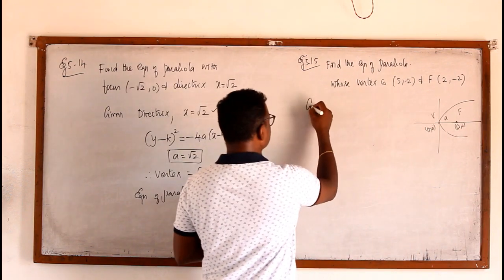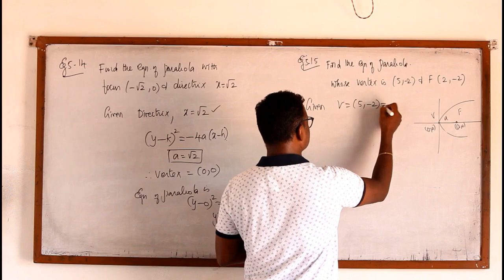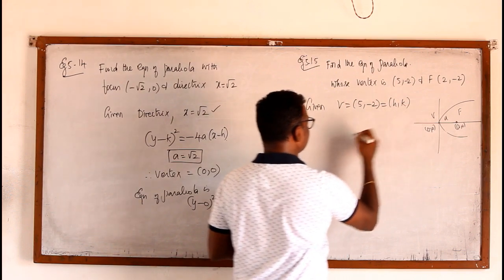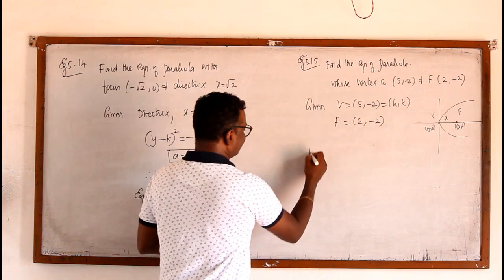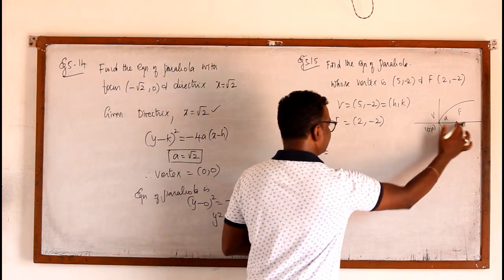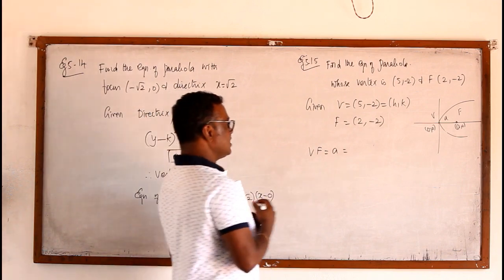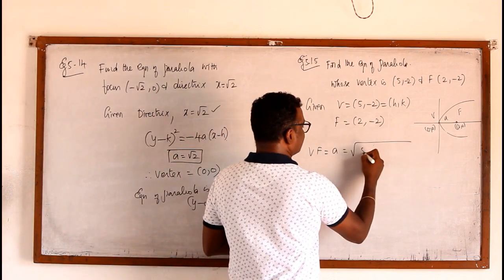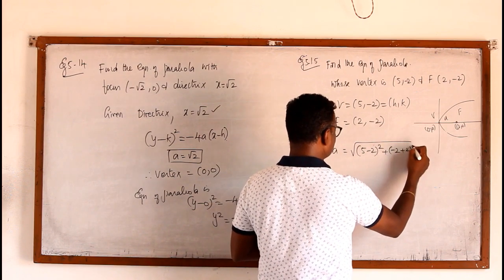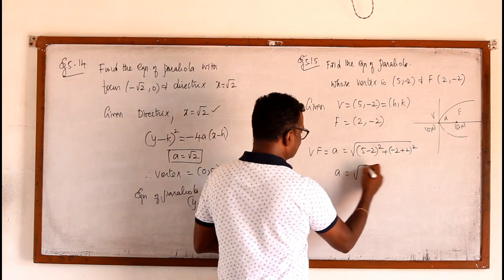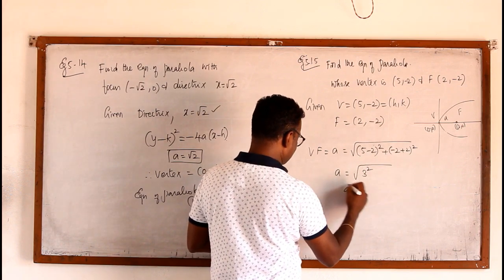So, given vertex is (5, -2), that is our (h, k). Focus is (2, -2). We know the distance between V and F is a. So first we shall find out a, then we shall go for the equation. So it is (5 minus 2) the whole square plus (-2 plus 2) the whole square. a equal to, is it 3 square, that is becoming 0. So a equal to 3.